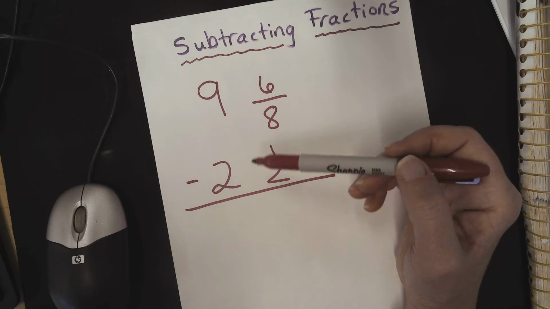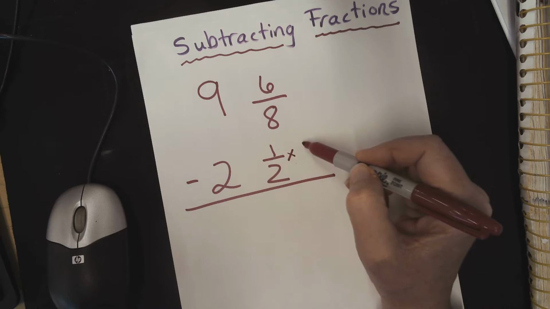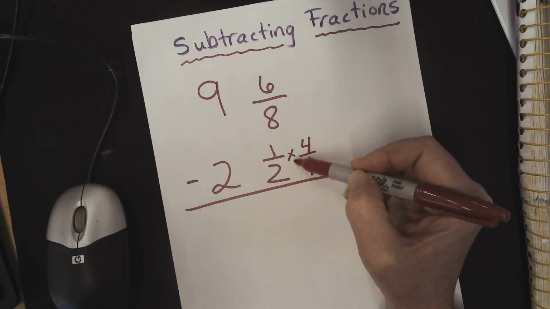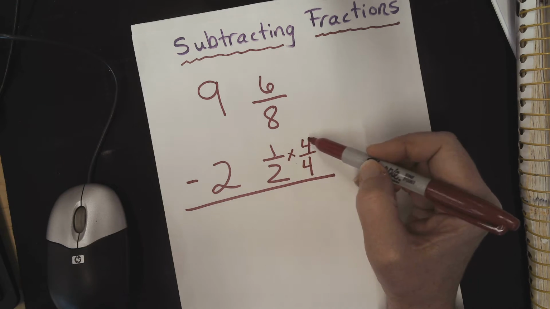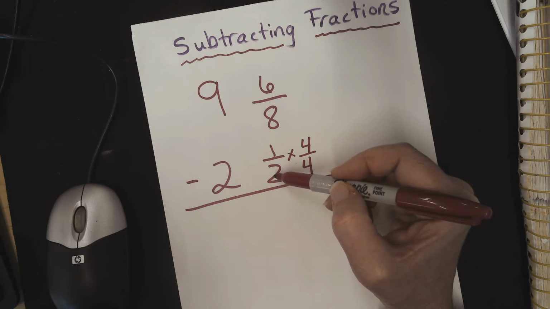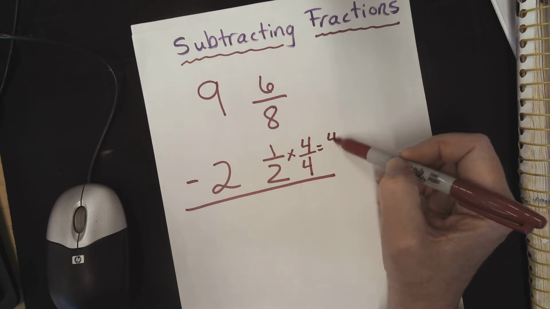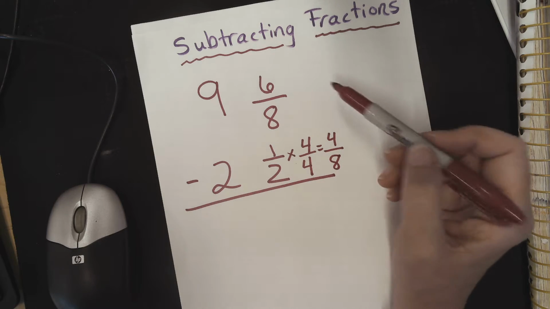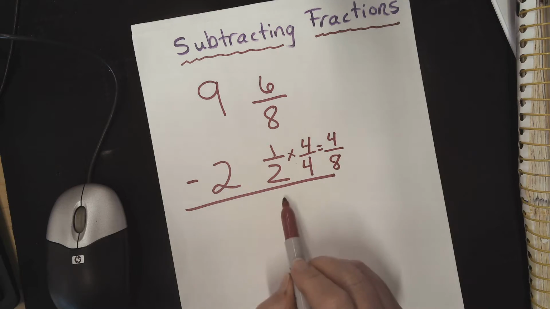So I need to make 1/2 into eighths. And I do that by multiplying top and bottom by 4 over 4, because this is just the value of 1. So it's not going to change. So we're going to change what 1/2 looks like, but not the value of 1/2. So I have 1 times 4 is 4, and 2 times 4 is 8. So then I'm ready to subtract 6/8 minus 4/8, which is 2/8.